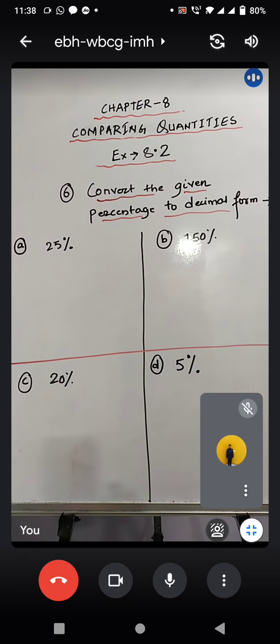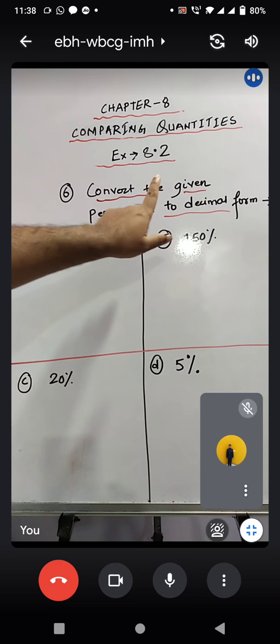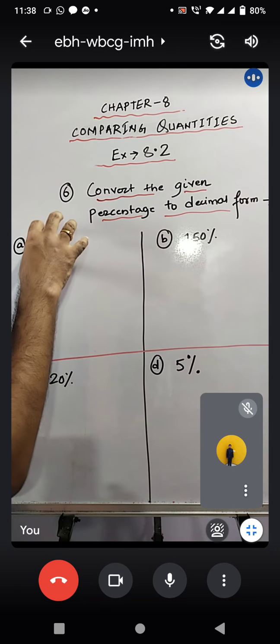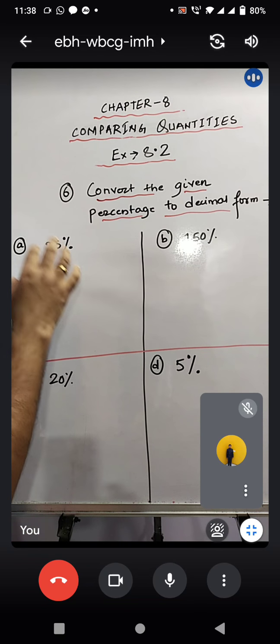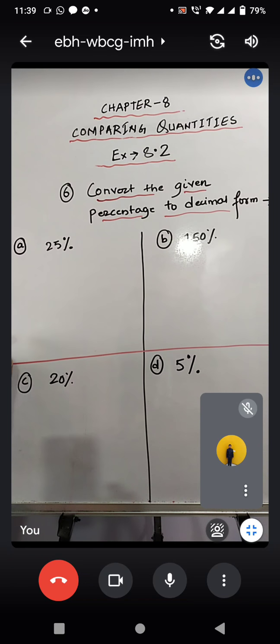Hello students, today we'll continue with exercise 8.2, chapter 8, comparing quantities, and today I will explain question numbers 6, 7 and 8. On the whiteboard you can see that we'll start from question number 6, in which we have to convert the given percentage to decimal form. In every part of question 6, a percentage is given and we have to convert it to decimal form. So let's see how to do this.